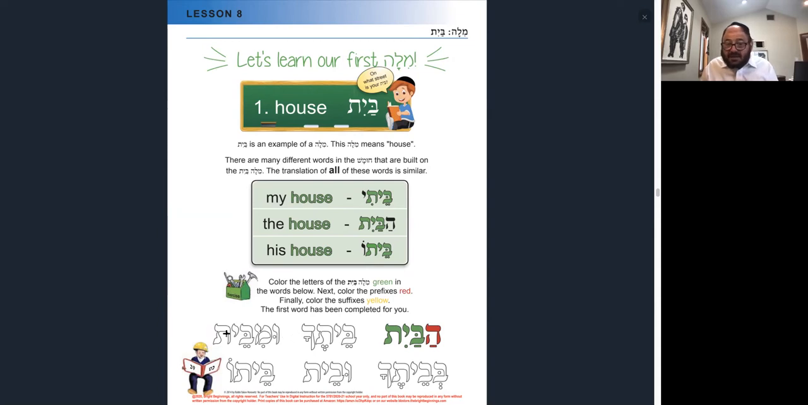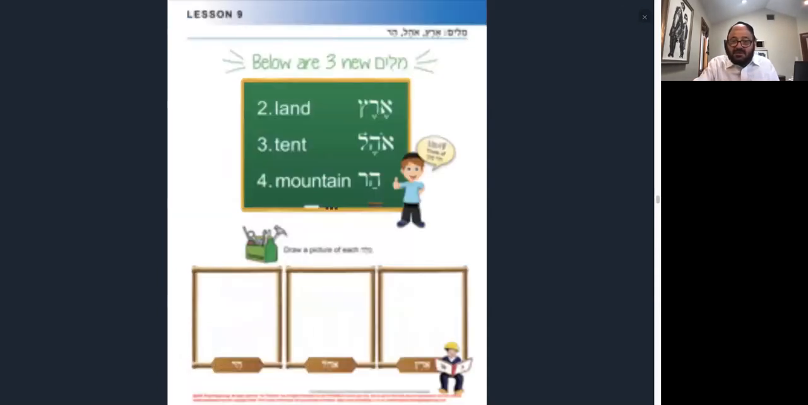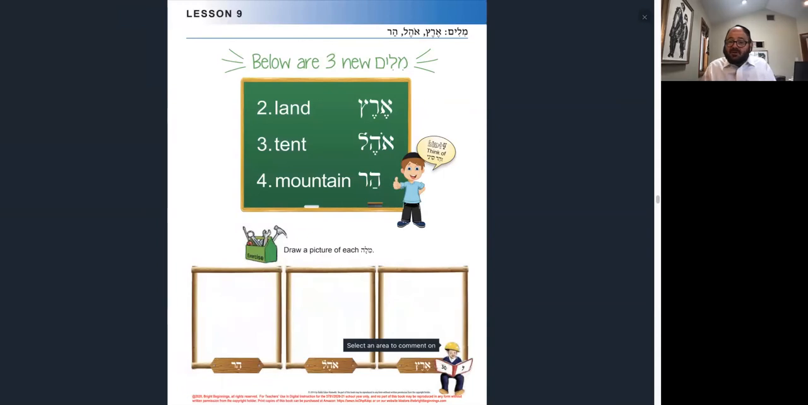Here you have a real complex word because there are 2 prefixes here. So it's u, mi, bayis, and from a house. This is just a word that we have in Kriyas Shema: uvevesecha, in your house. The beis is in, the other one means yours. Here are 3 additional milim. Aretz, land; ohel, a tent; and har is a mountain.